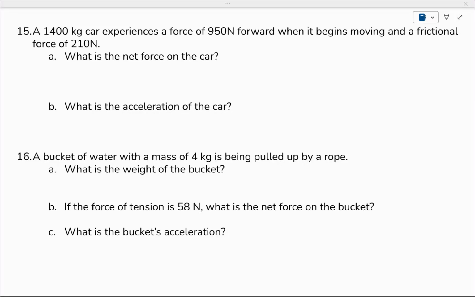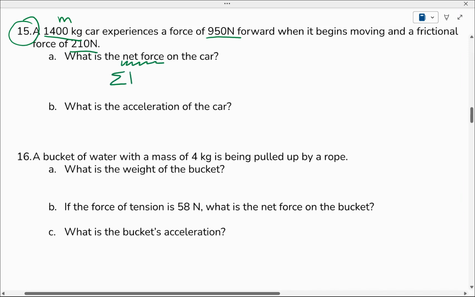Hi scholars, in this video I'm going to show you how to answer number 15 and 16. Starting with number 15, it says a 14 kilogram car experiences a force of 950 newtons forward when it begins moving and a frictional force of 210 newtons. Part A, what is the net force on the car?